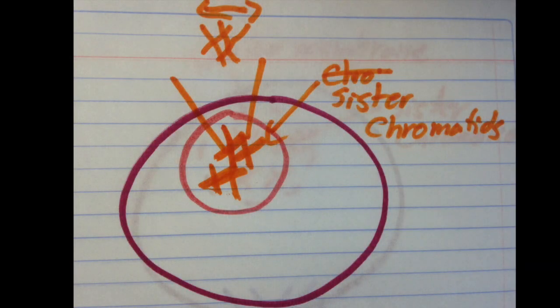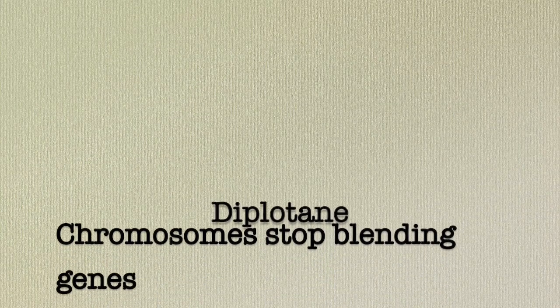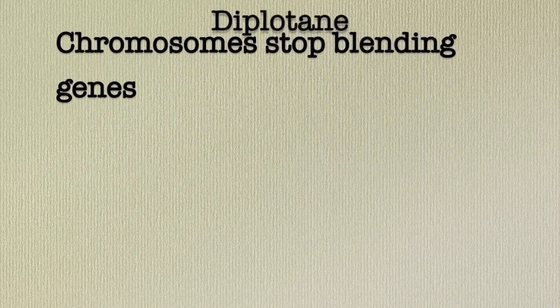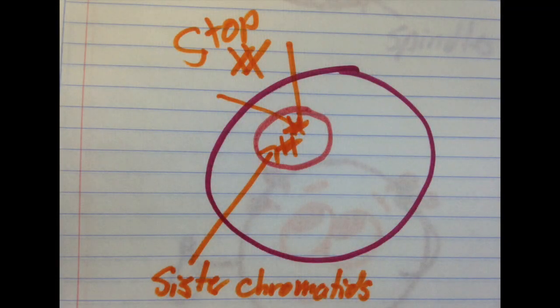In this image, we can see how the sister chromatids are together, and in the amplification, we can see how they are crossing over. That's what the arrows mean. In the stage diplotene, the chromosomes stop blending their genes, but they stay together. We can see in this image that the sister chromatids are still together, but they have stopped blending their genes.